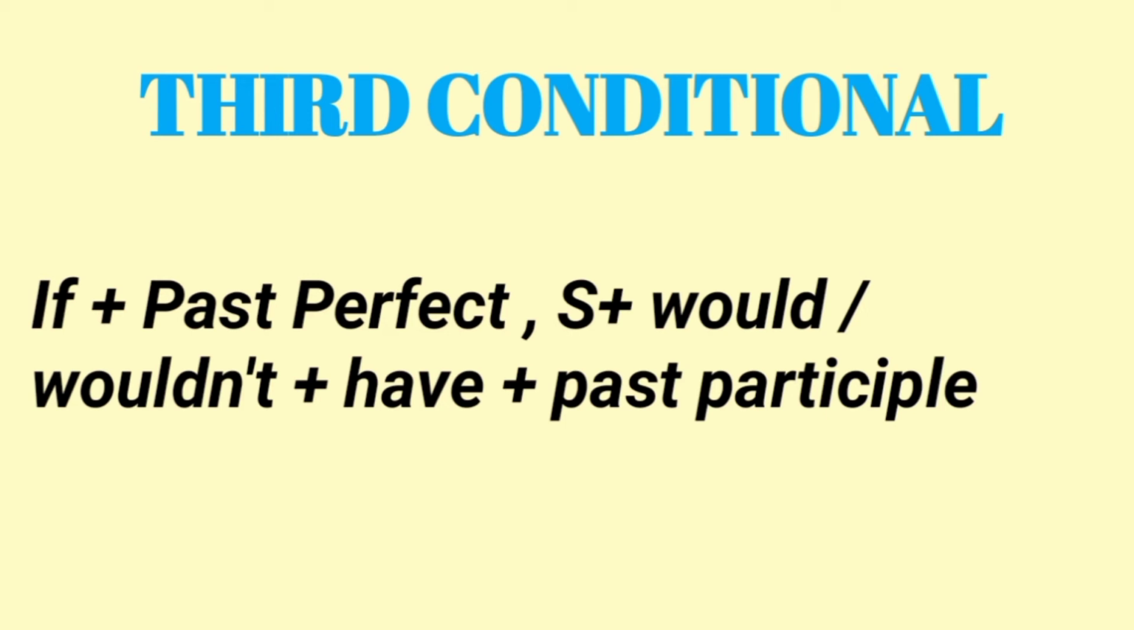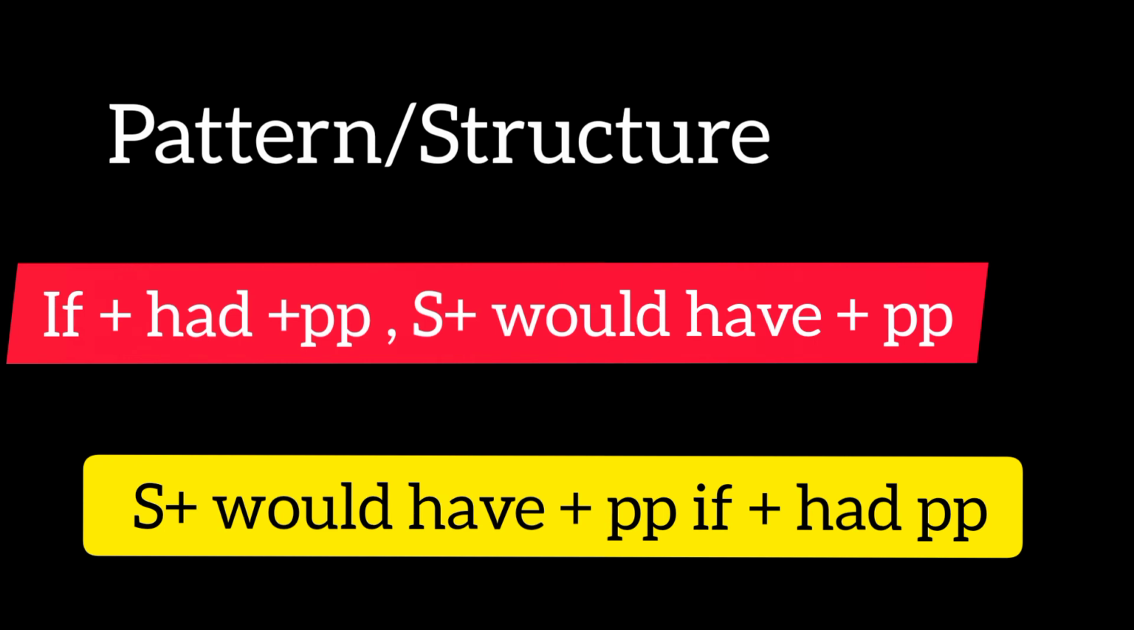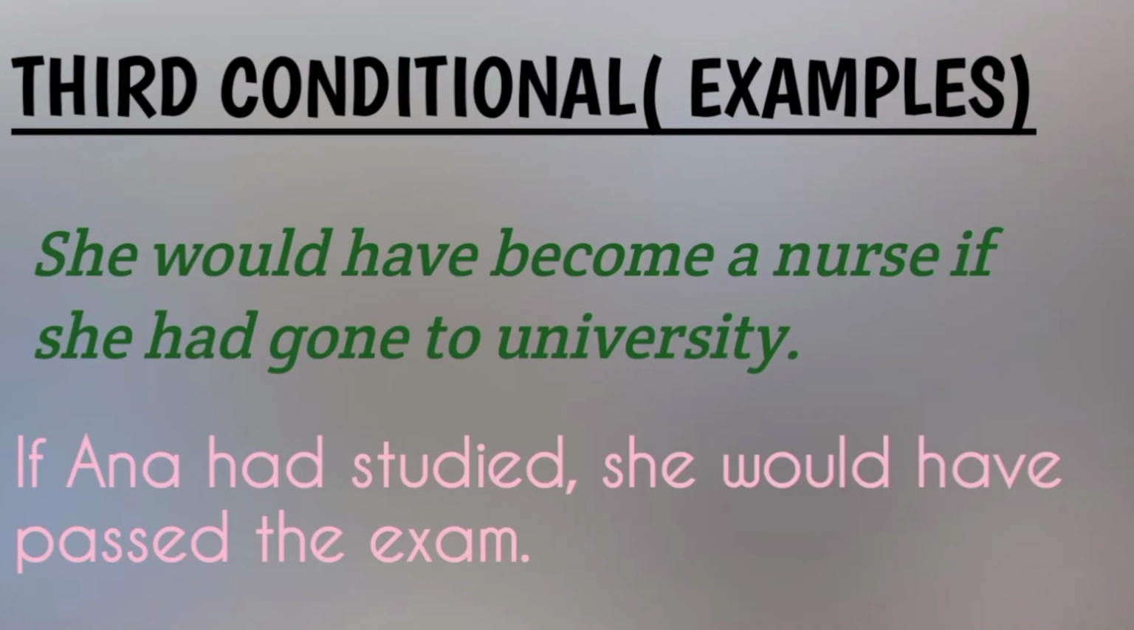The structure is if plus past perfect, you put a comma, subject plus would, or you can use the negative wouldn't, plus have plus past participle, or for some English teachers we use PP, past participle: have plus PP. Again, you can reverse the pattern: subject plus would or wouldn't, plus have PP, no more comma, and then the if clause.